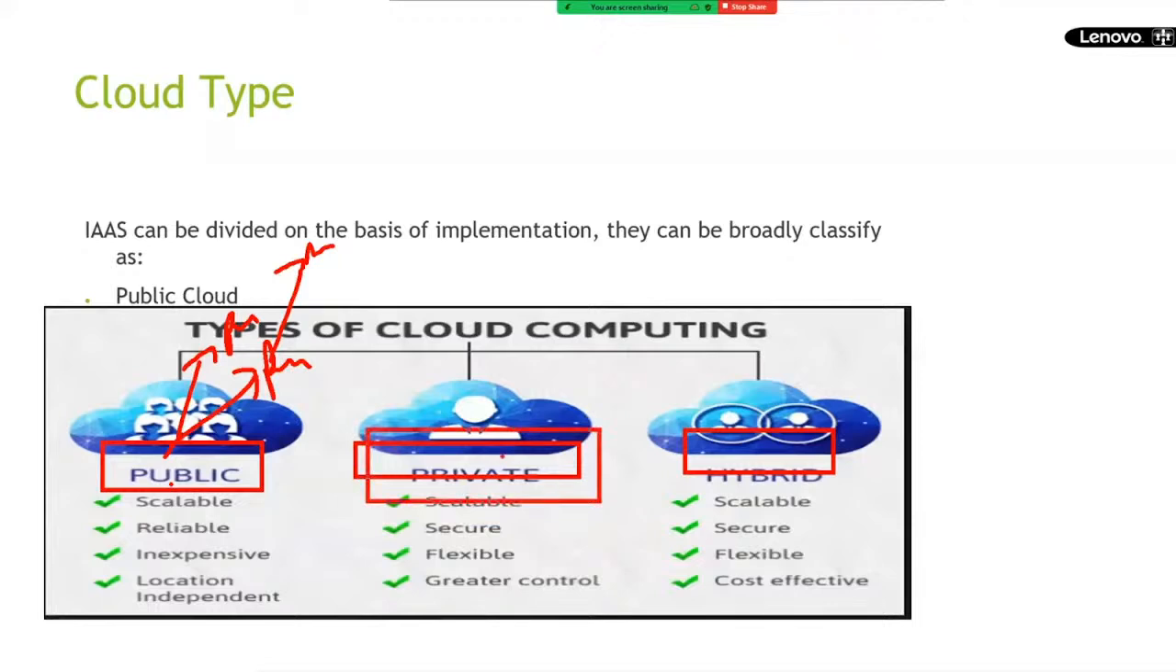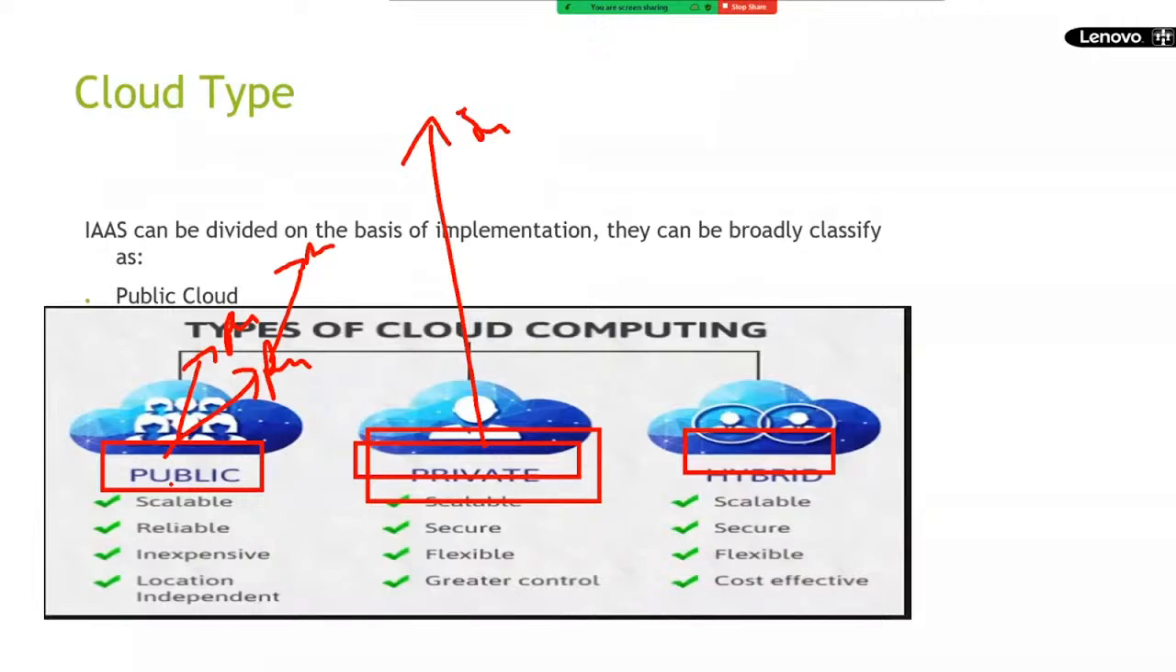Private means the services can be accessed only within the corporate network. For example, you go to the TCS office and connect to the TCS network. While you are in TCS premises, you can access all the information. Once you come out of that network, you cannot access anything. That is what private cloud is.